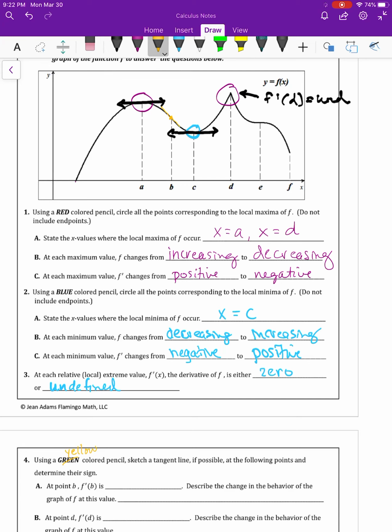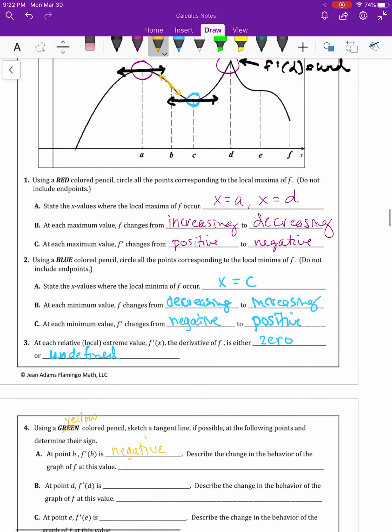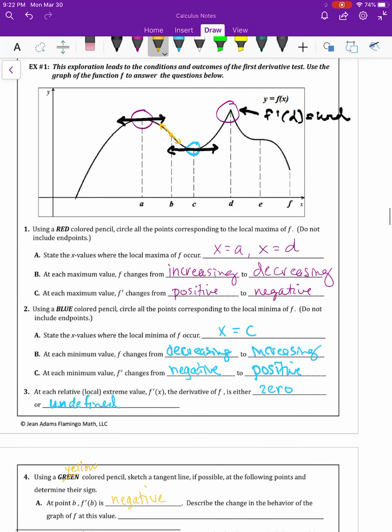At point B, f prime of B is, well, here's my point B. Okay, so my tangent line, it's hard to draw. It's negative, right? It's a negative slope. So my derivative would be negative because, of course, my derivative is the slope of that tangent line.